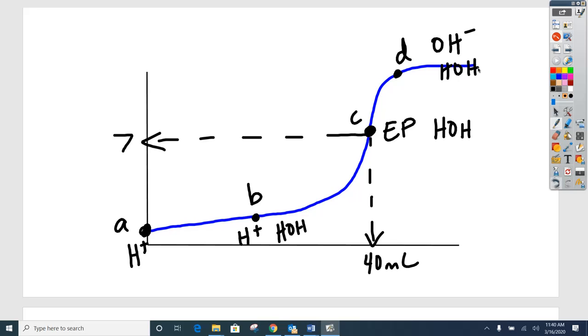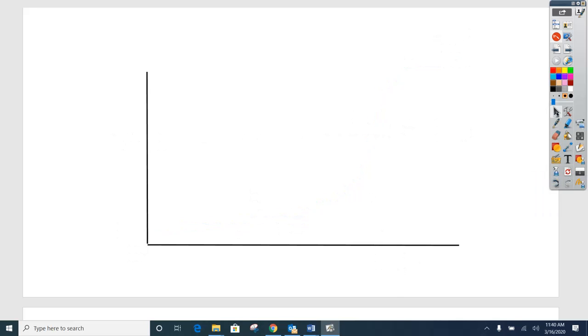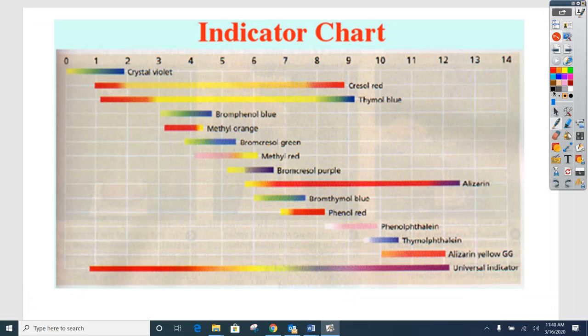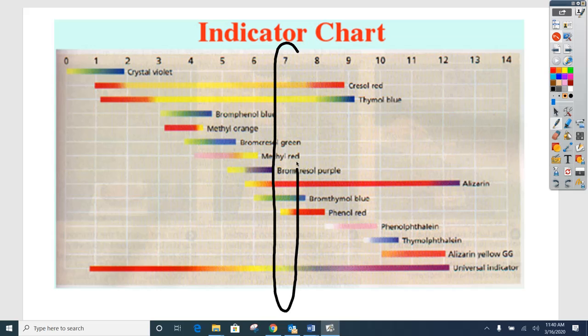So if I was choosing an indicator for this titration, I would need an indicator that changes at a pH of 7. So once again, I'm looking at one of these right through here. I should see a color change right at 7.